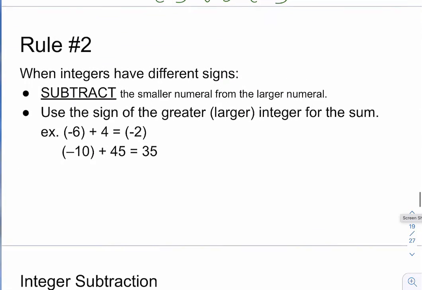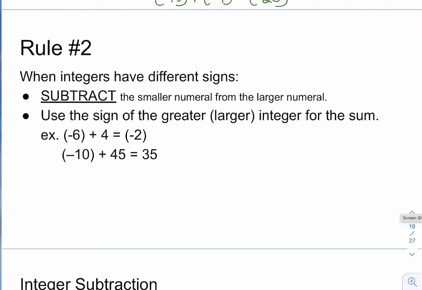So rule 2 says, when integers have different signs, subtract. I know we're doing addition, but we're going to subtract for part of this to get the answer. So it says subtract the smaller numeral from the larger numeral. Then we're going to use the sign of the greater or larger integer for our answer, or for the sum.